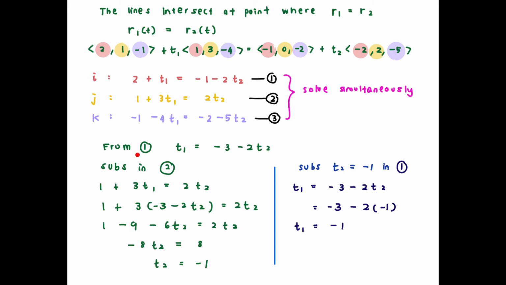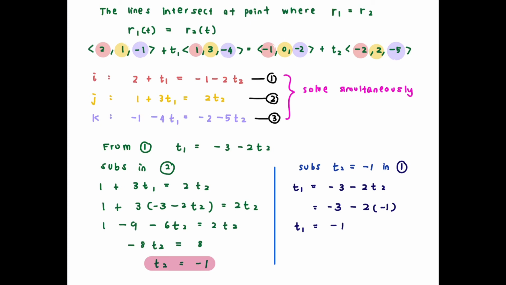So now from equation number 1, let's find T1. So T1 is just equal to, bring to another side. So your T1 is equal to negative 3 minus 2 T2. Then let's substitute this into equation number 2. Whenever you see T1, let's substitute with this value here, negative 3 minus 2 T2. And then let's solve this. You'll find your answer T2 is equal to negative 1.